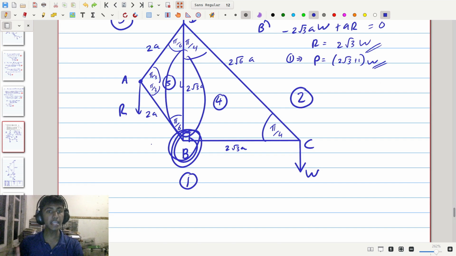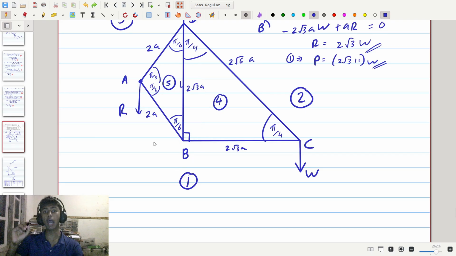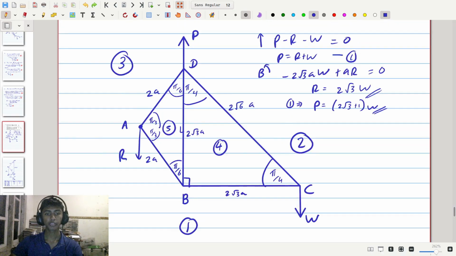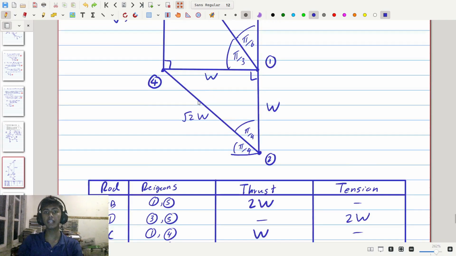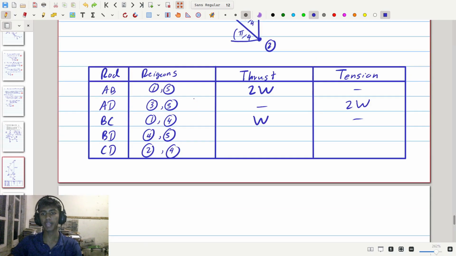So if rod BD is applying an upward force, then the point B must be applying a downward force on the rod BD. So therefore the rod BD is being pulled downward by the point B, and similarly at the point D, it's being pulled upward. So now, if the rod is being pulled downward at the bottom and being pulled upward from the top, it is being pulled. It's under tension. And the value of the tension is root 3W. So therefore, rod BD is under tension and the value of the tension is root 3W. So therefore, we have root 3W here and no thrust.